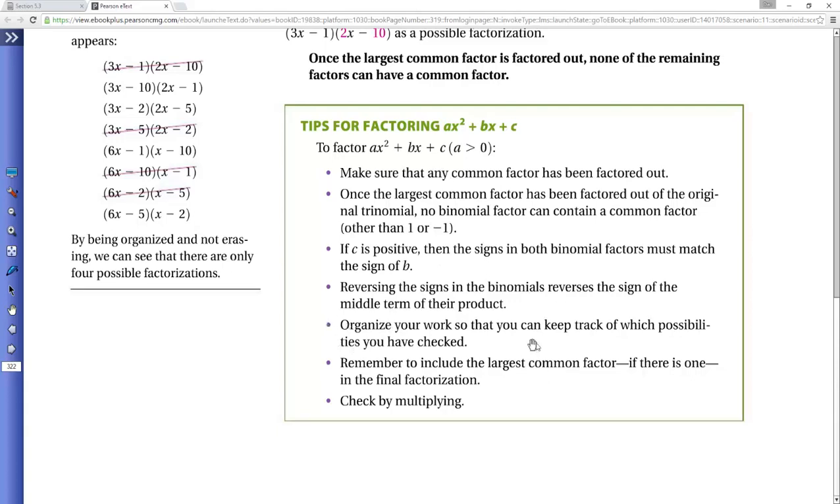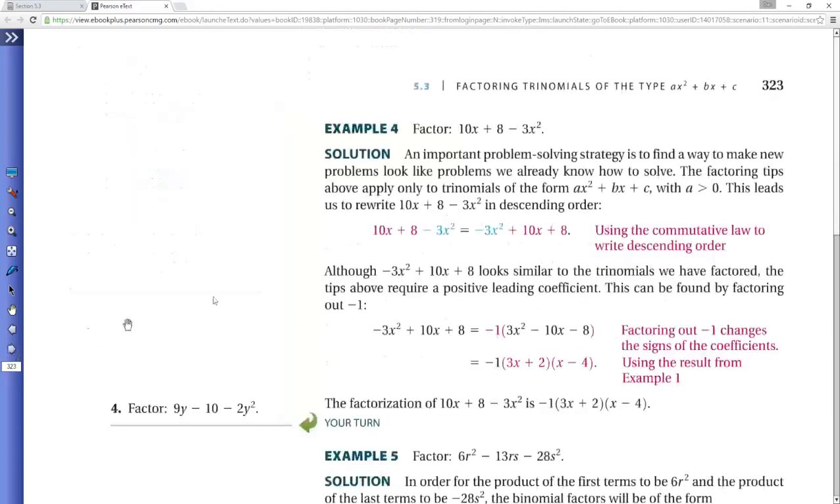The other tip is to organize your work so you can keep track of which possibility you have checked. That's a big deal. Write down your work, put the parentheses around them or something. Make sure if you shorthand any of this, you know exactly what your work means. Okay. And remember to include the largest common factor when you multiply back or show your factorization. And then always do this. Check by multiplying. Make sure you just didn't make some simple error after doing several minutes of work. I'd hate to have the wrong answer just because I accidentally changed a variable or something. Okay?